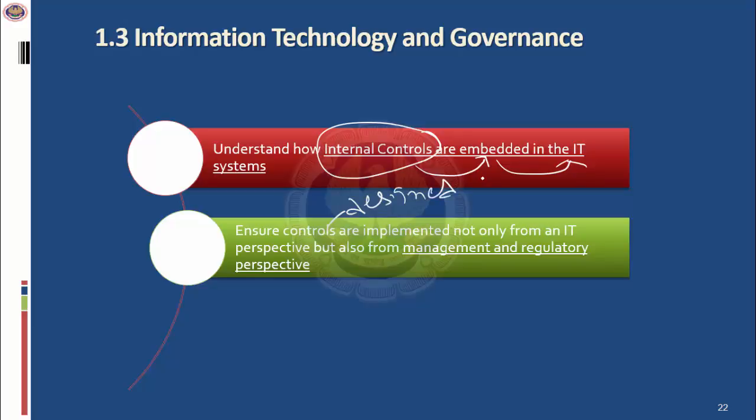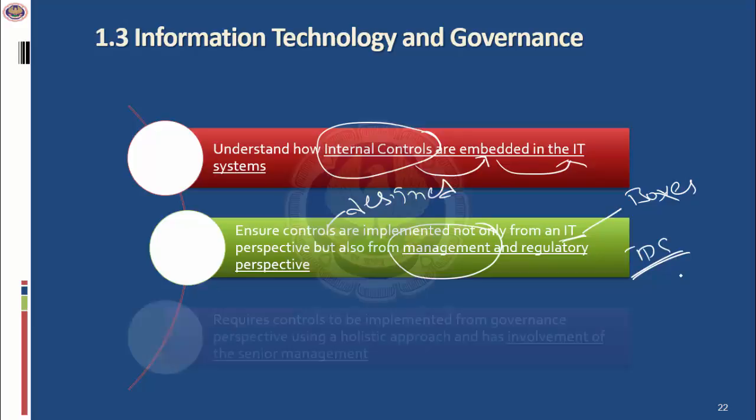And when they're implemented, you should not be looking at implementing controls only from the point of the boxes, that you need to have control at the operating system layer, the database layer, or the application layer. You need to implement controls from a business perspective, from a management perspective, and also from a regulatory perspective. For example, if you're buying application software and that's supposed to take care of the TDS compliance, they need to verify whether all the TDS related rules have been inbuilt into the software.